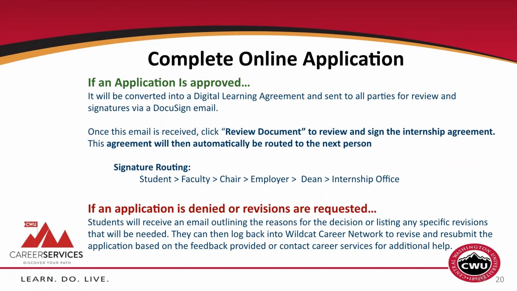At each step in this process, a reviewer can refuse to sign and provide feedback as to the revisions they would like to see. If an application is denied or revisions are requested, the student will receive an email notifying them of the reasons for the decision and outlining the revisions that will be needed before they can resubmit their application.